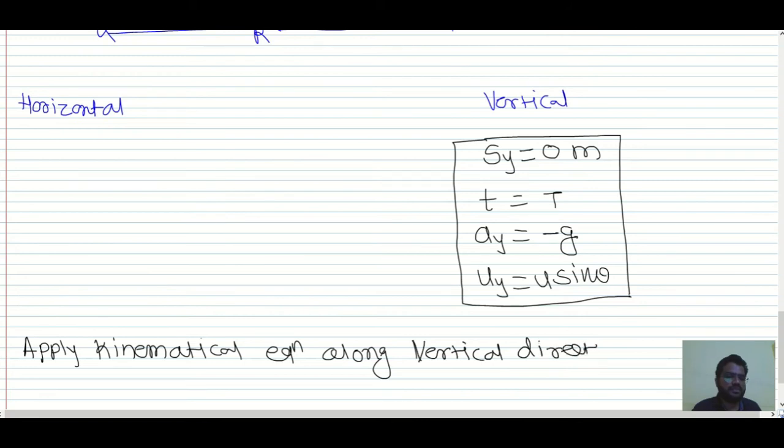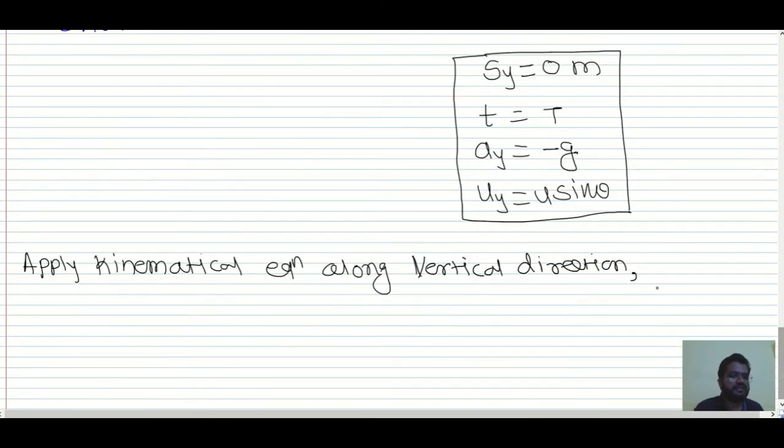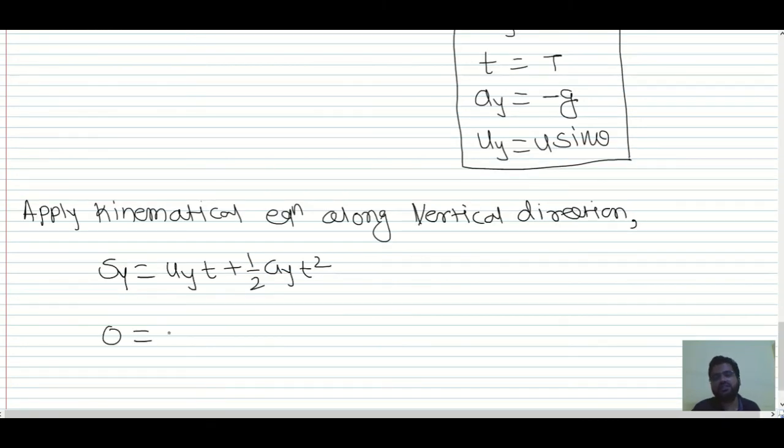Now as you can see, along the vertical direction, we have v is equal to u plus at, you can write s is equal to ut plus half at squared, v squared is equal to u squared plus 2as. So if I apply s is equal to ut plus half at squared, sy we have is uy into t plus 1 by 2 ay into t squared. So what is sy over here? 0 is equal to uy, which is u sin theta, into time of flight capital T, because the time required for the ball to go up and come down is called the time of flight.